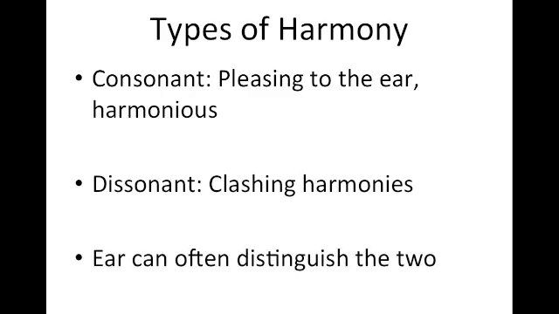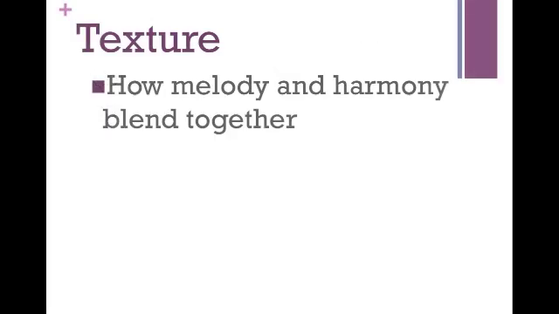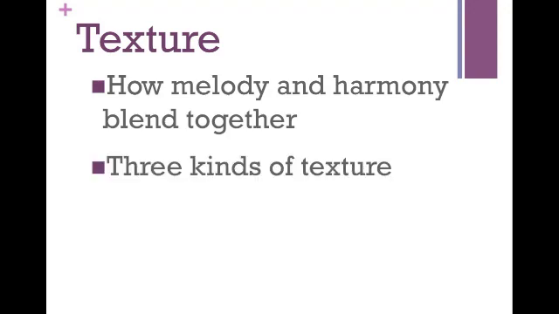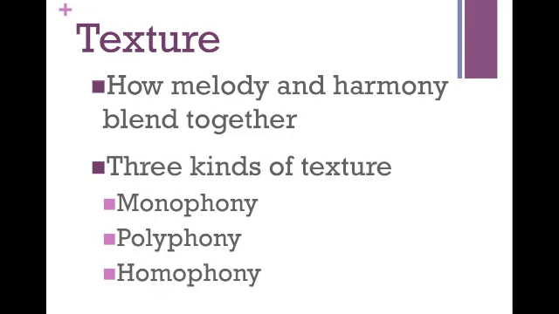The ear so often is able to hear the difference between consonant and dissonant harmony, so listen to the examples in the book to discover how they sound. The last session of Unit 3 explores texture and form. Texture is how melody and harmony blend together. The text discusses three kinds of texture: monophony, polyphony, and homophony. Their names sound similar, so let's discuss them in more depth.